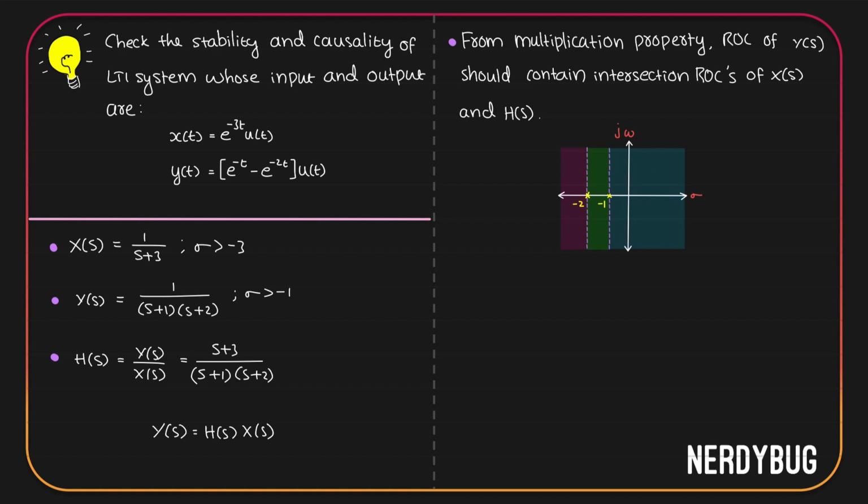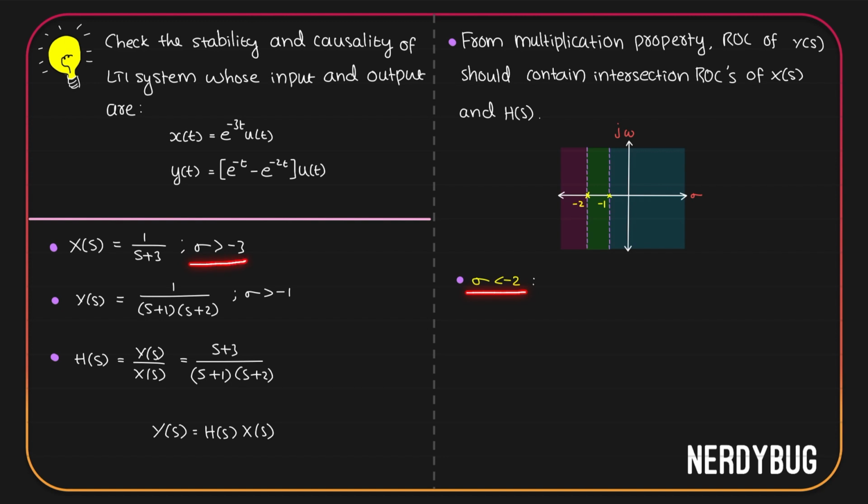Obviously, we have three options for ROC. Sigma can be less than minus 2, can be between minus 2 and minus 1, can be greater than minus 1. Consider the first case, sigma is less than minus 2. We already have the ROC of X(s) over here. It is sigma greater than minus 3. So ROC of H(s) is sigma less than minus 2 and that of X(s) is sigma greater than minus 3.